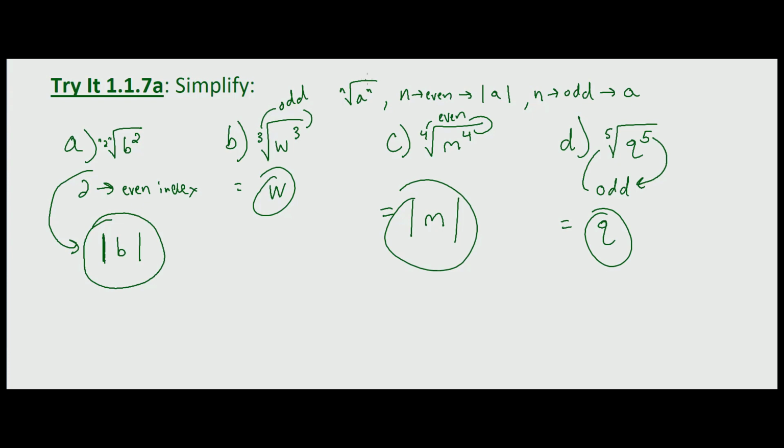So again, if we're taking the nth root of a value to the nth power, if n is even, we take the absolute value of whatever that base a is. If n is odd, if the index and power are odd, it's simply the value with no absolute value.